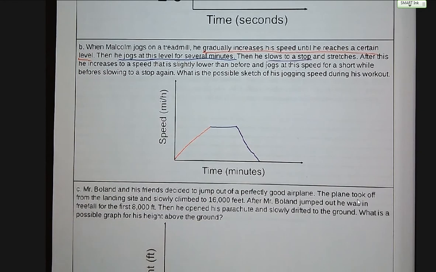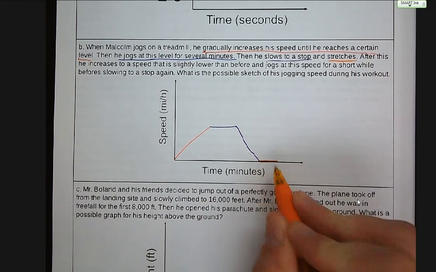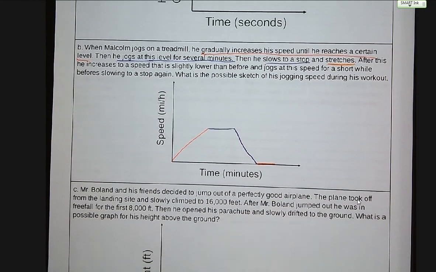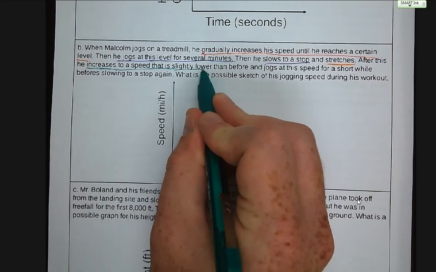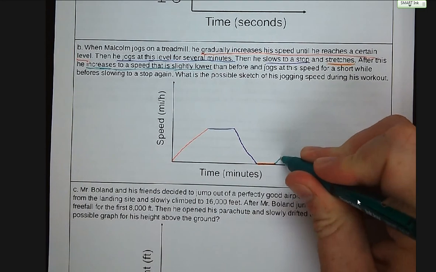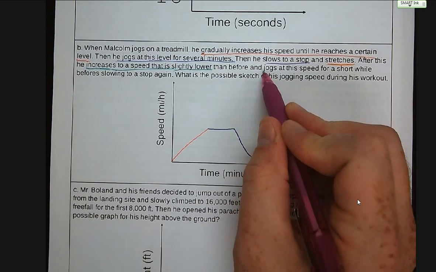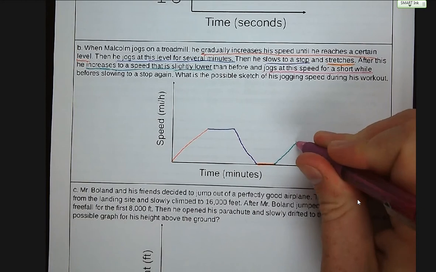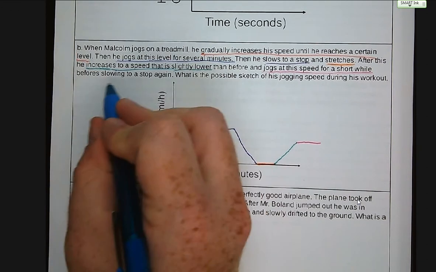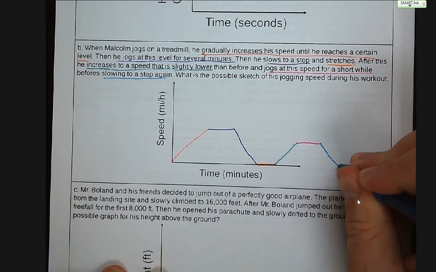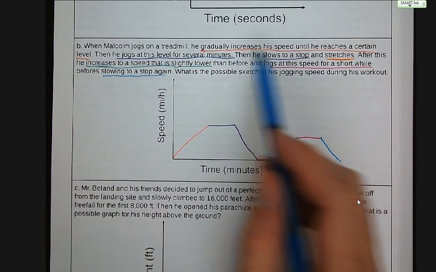And he stretches, so that's going to take a little bit of time. So we have at 0 a bit of a line. Then he increases his speed slightly lower than before, so he climbs back up. So maybe we'll just go up to there. And jogs at this speed for a short while. So he goes straight again, level. And then our last step is going to be slowing to a stop again. All right, so that is a potential graph that represents this scenario.